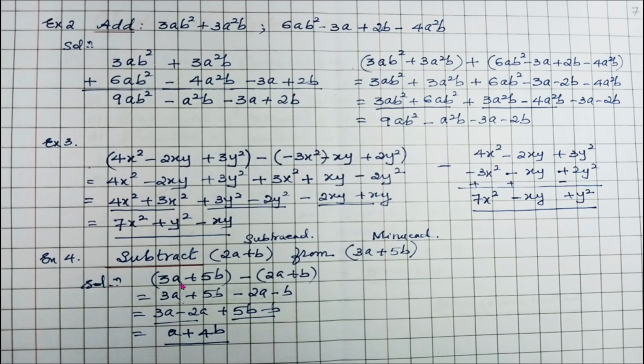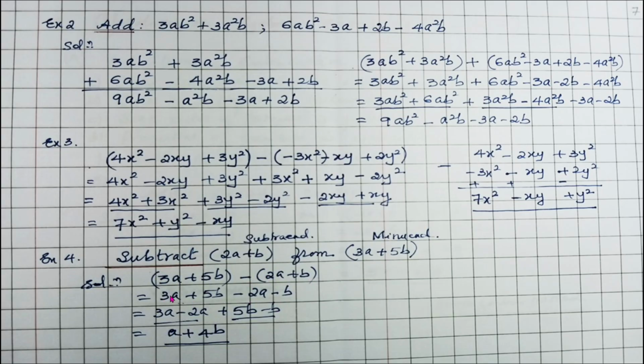Now let us go for the next one. Subtract 2a + b from 3a + 5b. This is very important. We have the subtrahend here and the minuend here. We have to subtract this from this. Therefore write the minuend first, that is 3a + 5b minus (2a + b). Now open the bracket. 3a + 5b, minus into plus is minus 2a, minus into plus is minus b.